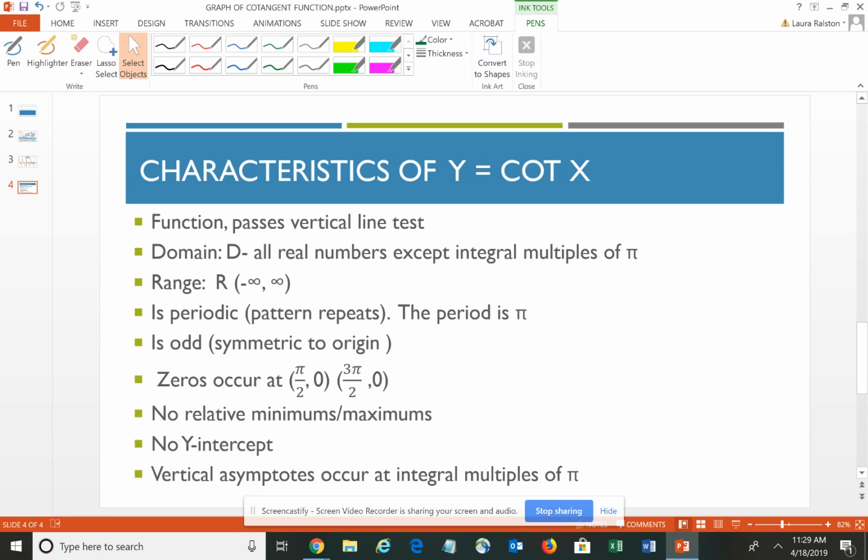There are no relative minimums or maximums because, again, it keeps increasing or decreasing. And there's no y-intercept. It doesn't cross the y-axis. There happens to be an asymptote at the y-axis. And again, our asymptotes occur at multiples of pi.